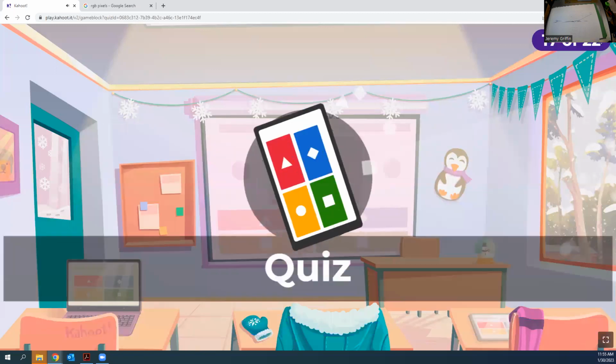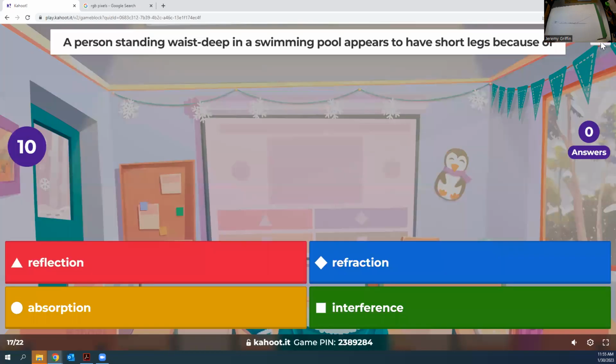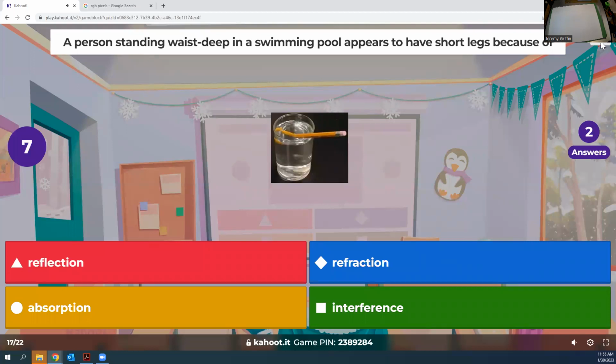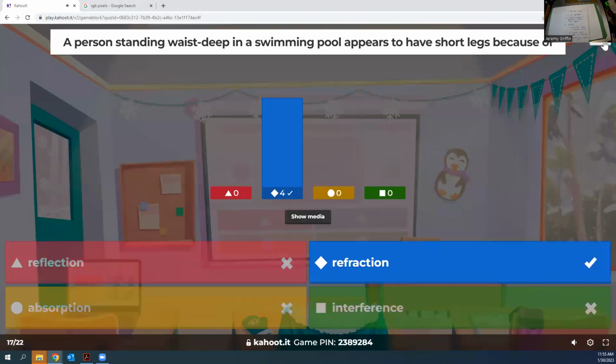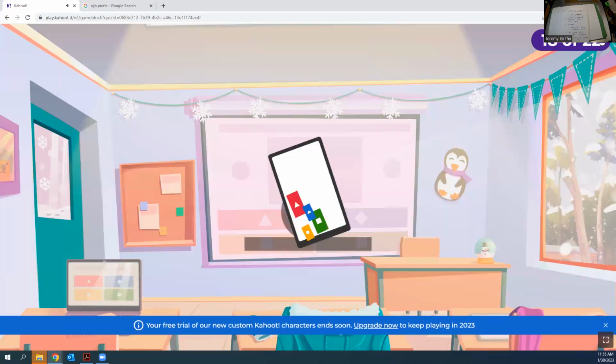All right, back to the top. A person standing waist deep in a swimming pool appears to have short legs because of... yeah, there you go, refraction. So you guys see this poster, there's the pencil in the water, and it appears to be all out of shape, appears to be short. Refraction.